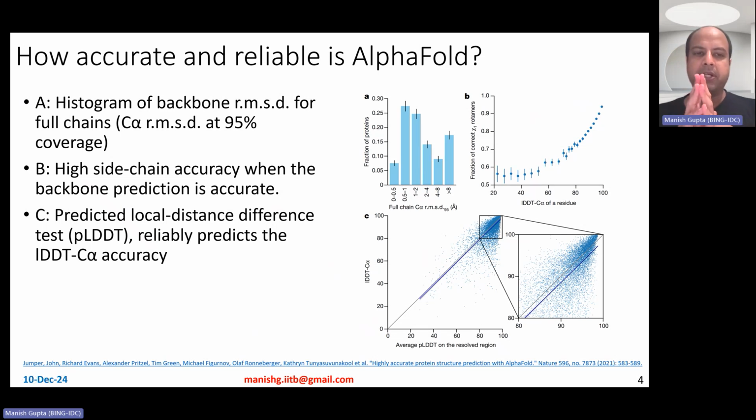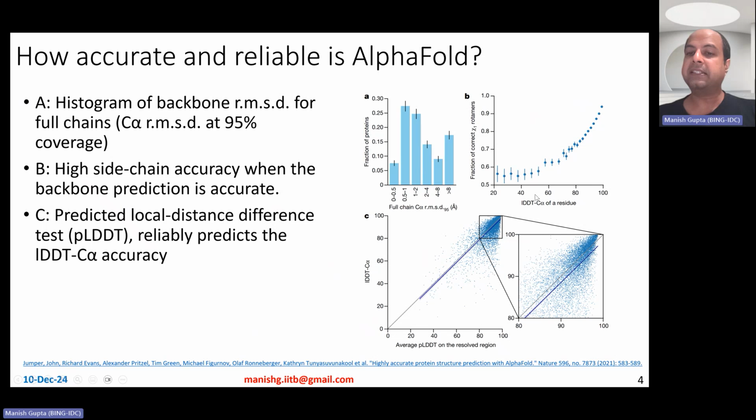Now, you could also compute accuracy in terms of the backbone prediction, how accurately you could predict the backbone versus how accurately you could predict the position of the atoms in the side chains. On the x-axis, what you see is the accuracy of the prediction of the backbone as measured by a score. We'll look at the definitions later, IDDT, but it is some metric. This metric, the higher the better. Oh no, sorry. This metric is also a distance metric. Sorry, the lower the better.